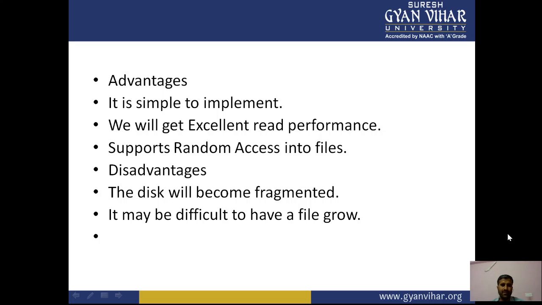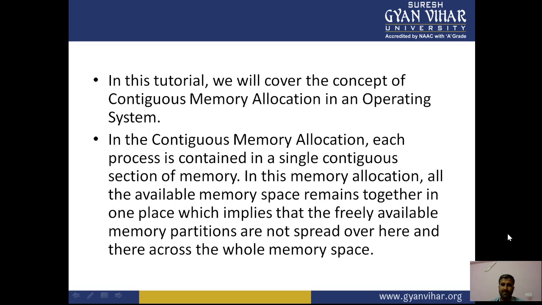Now if we discuss the disadvantages, the disk will become fragmented, right? There are certain kinds of fragmentation which we have already discussed, internal fragmentation and external fragmentation. It may also be difficult to have a file grow. Now let's go with a detailed description of contiguous memory allocation.